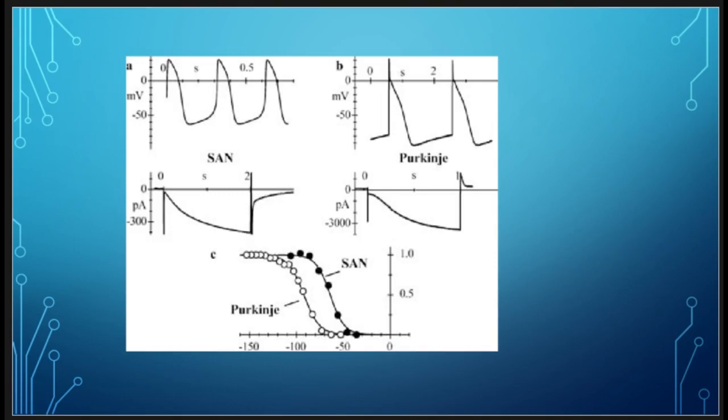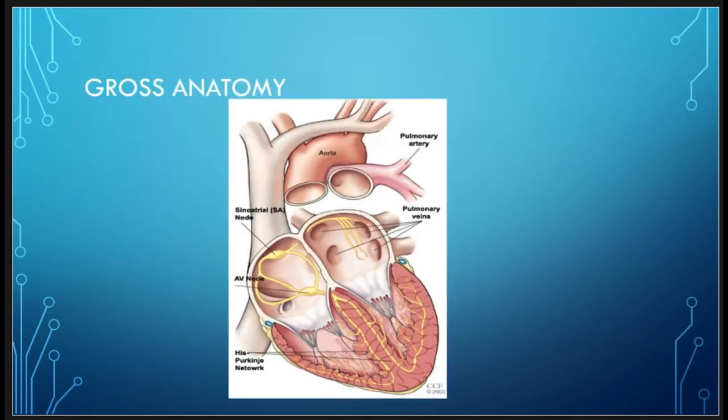Let's look at the more gross anatomy of this. So this is the cellular and graph basis of how this works on an electrical standpoint, and now let's look at where this sits throughout the heart so we can get an idea. So here we have the heart itself. Within that we have our AV node, the bundle of His, and Purkinje network.